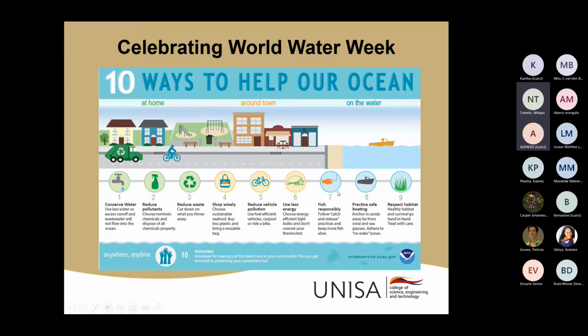And now on water, this is what I was also talking about. I don't know whether you can see the relationship of the ocean game, the environmental calendar, as well as the My 2050 calculator. So here on number 7, it says fish responsibly, follow catch and release practices, and keep more fish alive. And if you would like to, I'll also suggest that one should get a permit. And for number 8, it says practice safe boating and anchor in sandy areas far from coral and seagrasses.